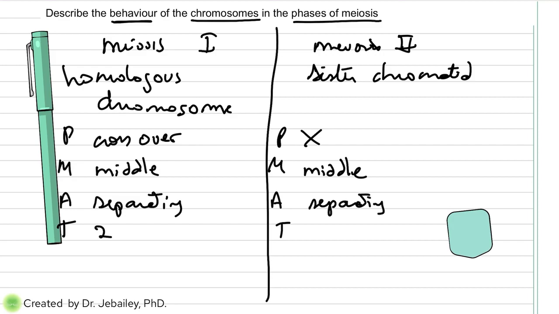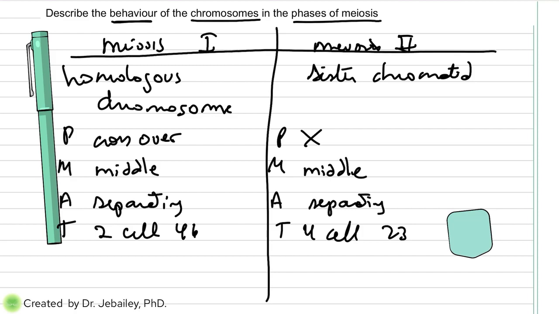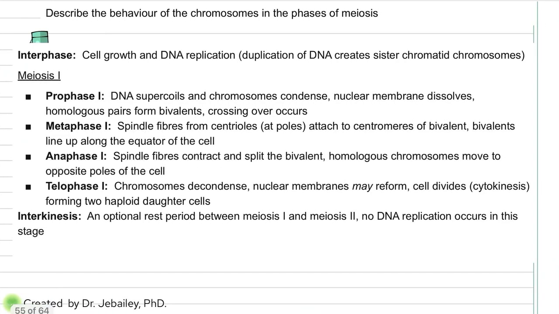And then here, we're forming 2 cells with 46 chromosomes. And here, we're forming 4 cells with 23 chromosomes instead of 46. So that's the separation between meiosis 1 and meiosis 2. It's very important that you always remember the homologous chromosomes are from meiosis 1 and the sister chromatids from meiosis 2. So let's look at the mark scheme.